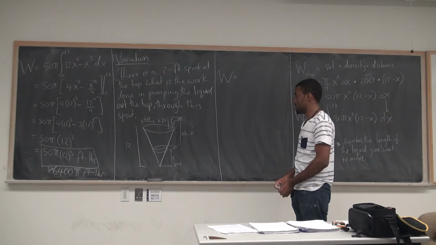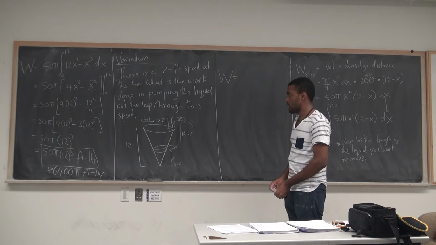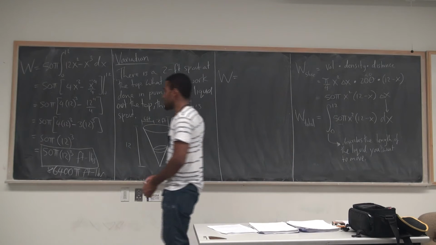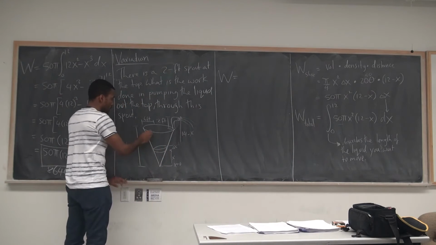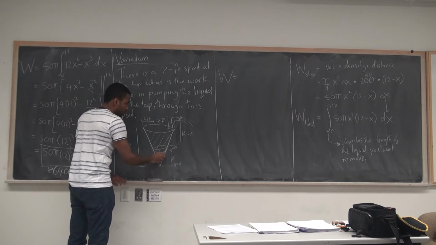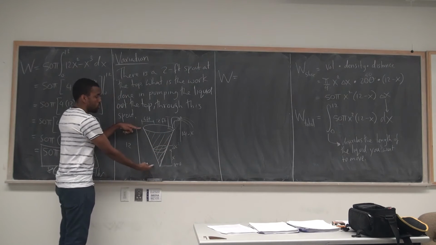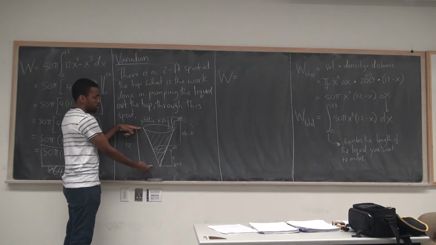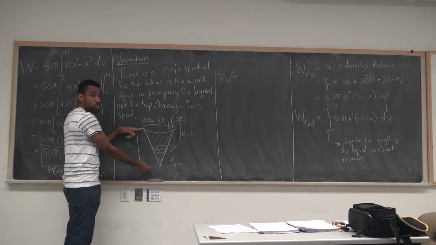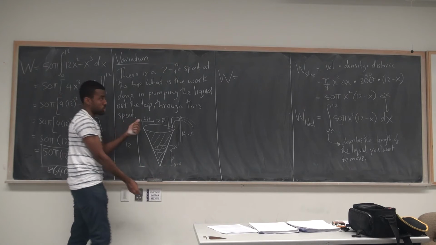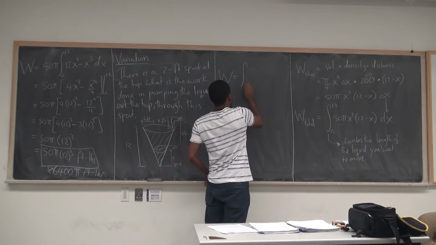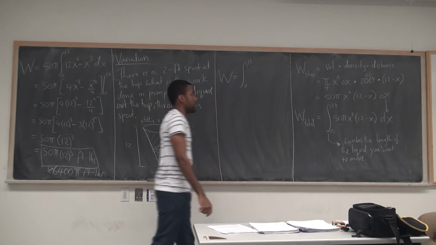What actually changed here? The height. The amount of liquid I had to move, has that changed? No, it's still just filled to the top of this conical tank. The distance is. What's the length of the liquid I have to move? It's still the liquid from 0 to 12. The limits on my integral won't change. That's still 0 to 12, right?